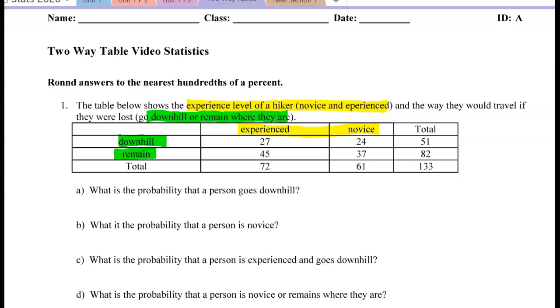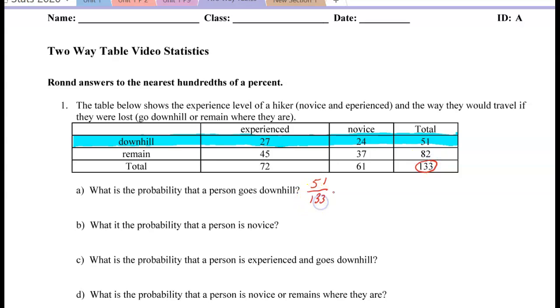So if you look at question number 1, what is the probability the person will go downhill? So we're going to use this row that I'm highlighting. So the probability, or we use percent in class, that they will go downhill is going to be 51 out of this total 133. When you do that in your calculator, you get 0.38345. And if you were to round to 2 decimal places, it's going to be 38.35%.